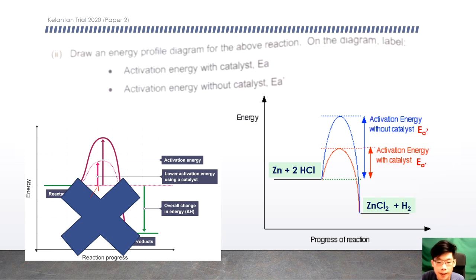Then you have to remember to label the energy, and the reactants and the products. We have to put in the equation also. Don't just write reactants and products. Zinc reacting with hydrochloric acid are the reactants, and the products will be zinc chloride and hydrogen gas. You are allowed to use the ionic equation, like zinc with hydrogen ions, giving zinc ions and hydrogen gas. This ionic equation is also accepted.